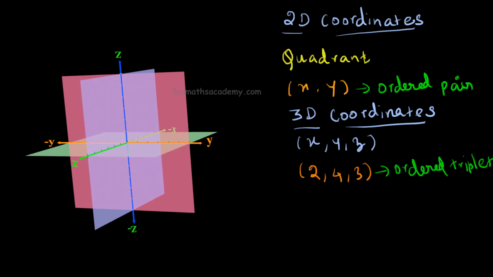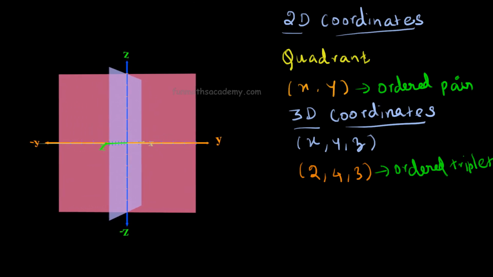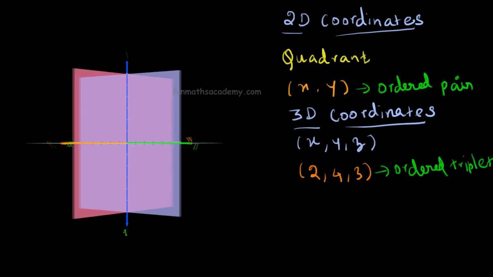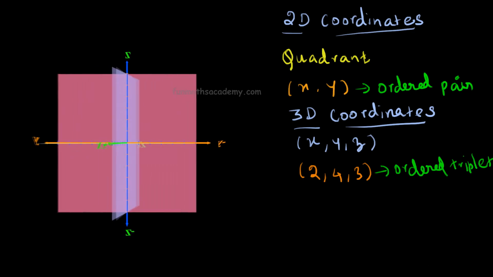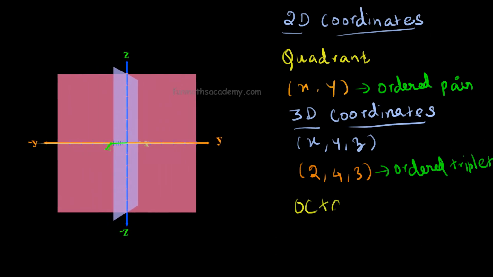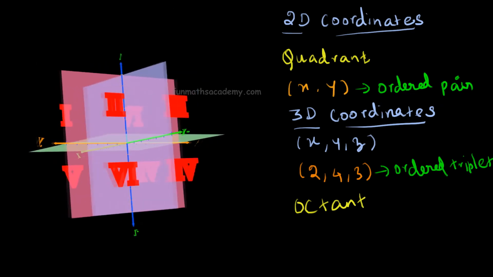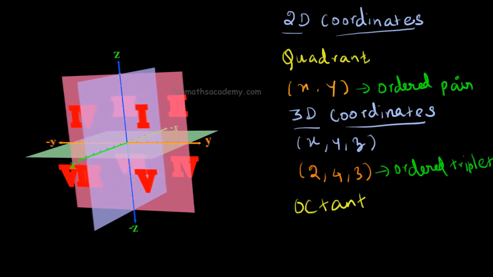Here, the planes xy, yz and zx divide the whole space into 8 parts. We call an 8-sided polygon an octagon, right? In the same way, each of the 8 regions will be called an octant. Here, every octant can be named as 1, 2, 3, 4, 5, 6, 7 and 8.